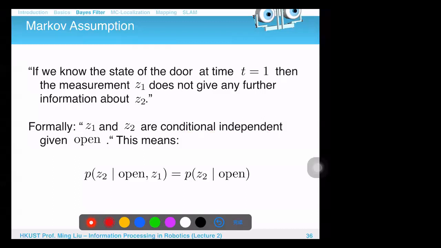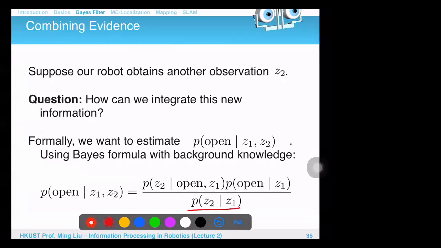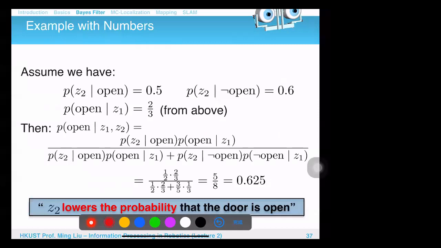So now we can plug everything back to solve P(Z2 | Z1). You can do something similar to what we did before. It's a marginalization over open, if you want to really compute that. This is the marginalization over open. So that's P(Z2).